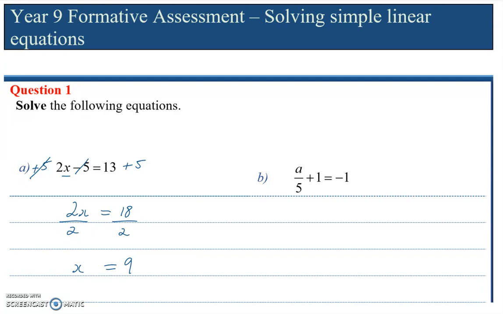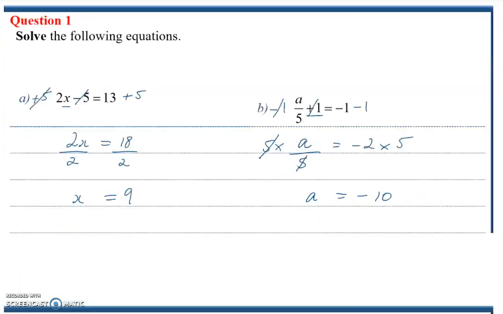Question B, we have plus 1, so we will subtract 1 from both sides. The plus and minus 1 will cancel out, and we're left with a over 5 equals negative 2. Now we're going to multiply both sides by 5. You're left with a equals negative 10, which is the solution to that linear equation.